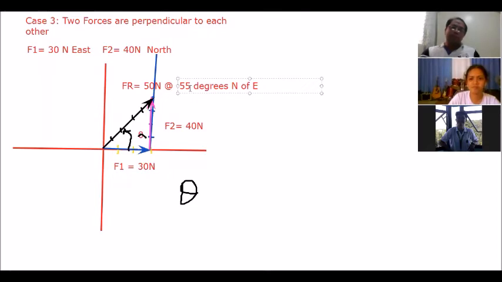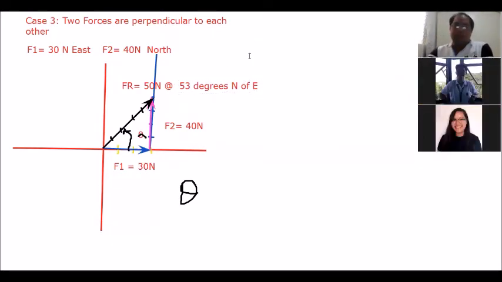Your 50. What are the other values? How many other values do you have here? 53. So let's go with 53 then, sir. One is 50, one is 55, so 53. Okay, so this is what we call a graphical solution.